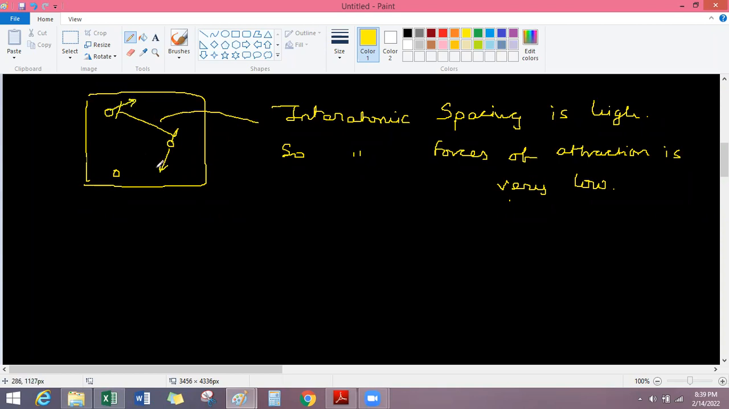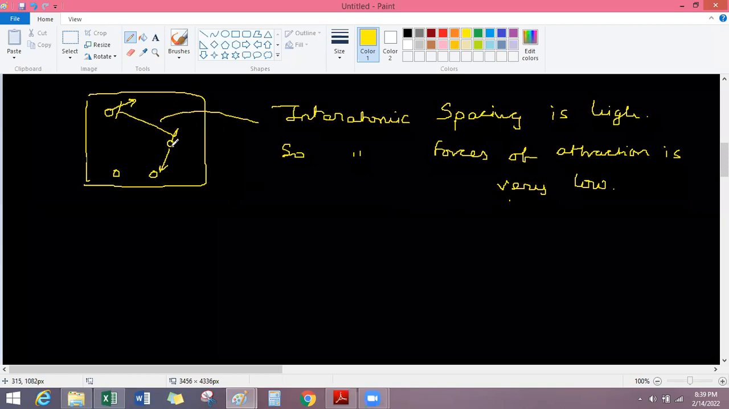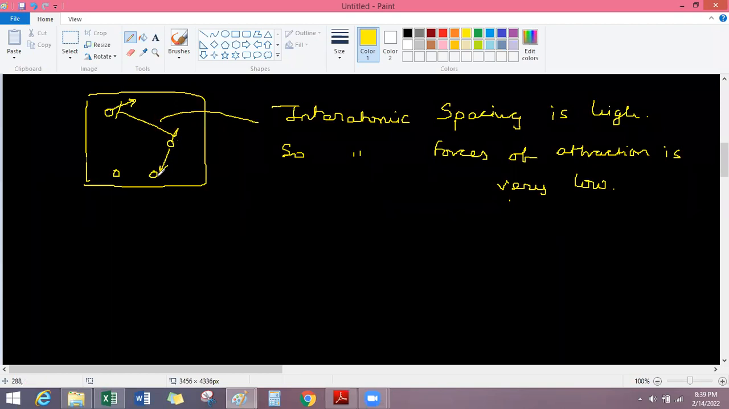You may be wondering, sir, don't you think that when it is coming and hitting another molecule, they're coming closer? Well, that is true. But because of the high kinetic energy, it will hit and then this will start flying in some other direction. That means it's a continuous random motion. So because of this reason, the potential energy in the case of gas atoms is zero.